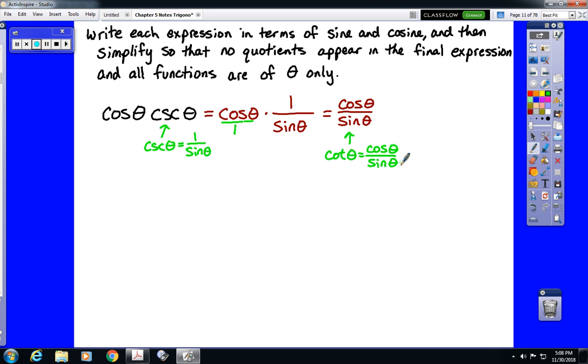So all this stuff I'm writing in green is the stuff that you should be realizing and putting in without actually having to write it. It's the stuff that should just be going in your brain and going, oh yeah, I have that on that other page. I see that. So my answer there would be cotangent. Moving on.